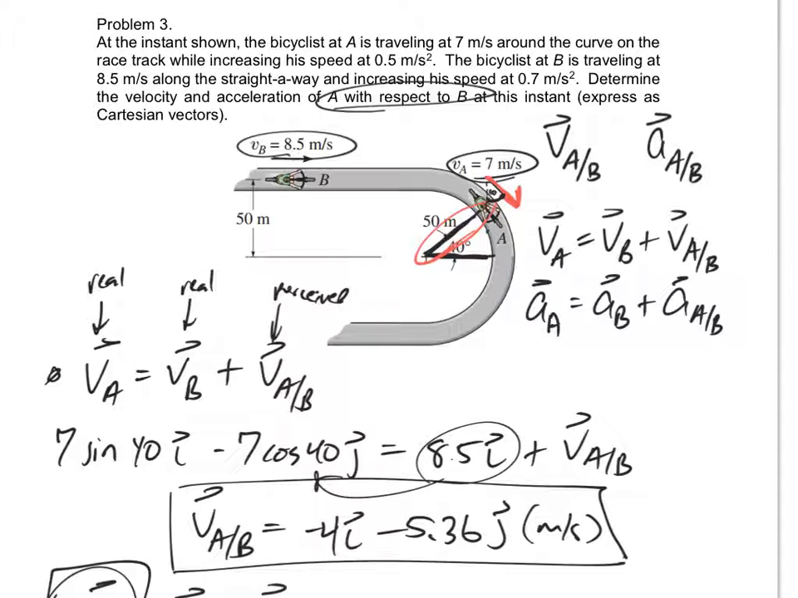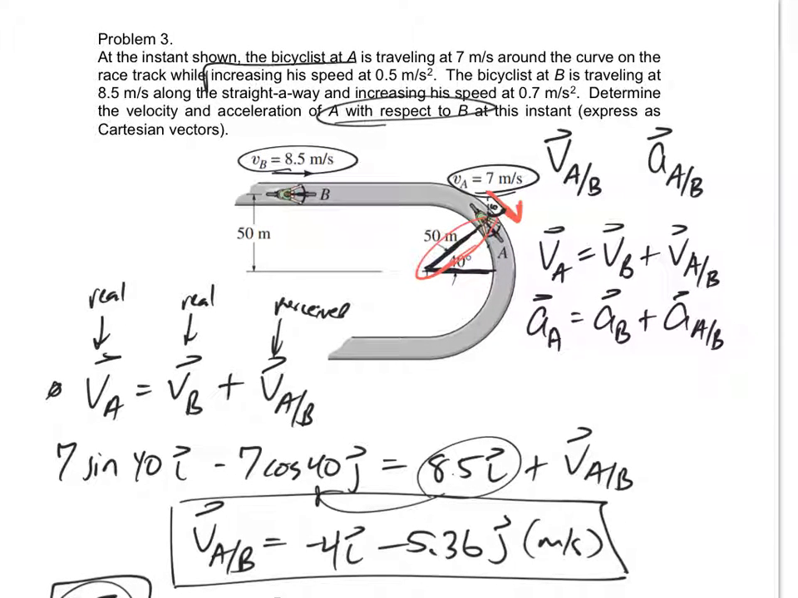Acceleration of that bicyclist A. The problem statement told me that he was increasing his speed at 0.5 meters per second squared. So he's speeding up. He's accelerating, right? These units even kind of hint at acceleration. So he is accelerating, increasing his speed at 0.5 meters per second squared, and that is in the same direction as his velocity. So I've got the velocity of 7 in that direction, but I also have acceleration of 0.5 meters per second squared in that direction also.